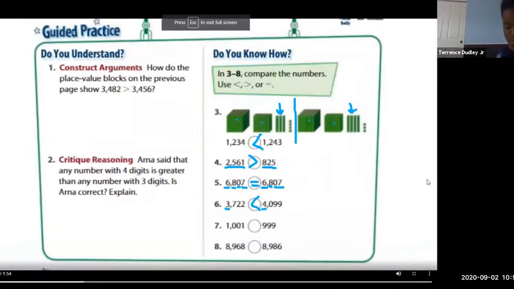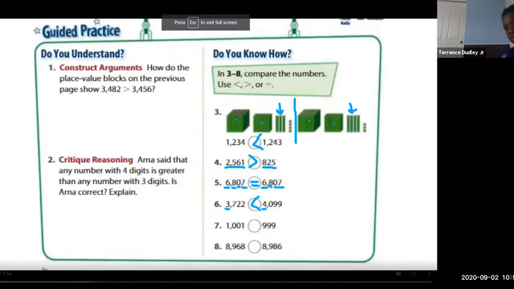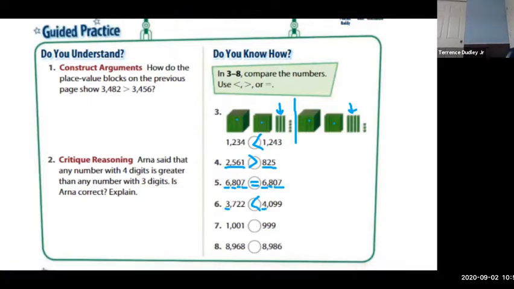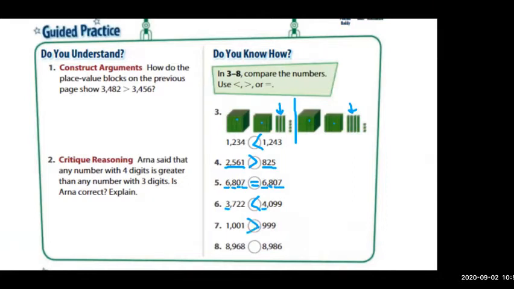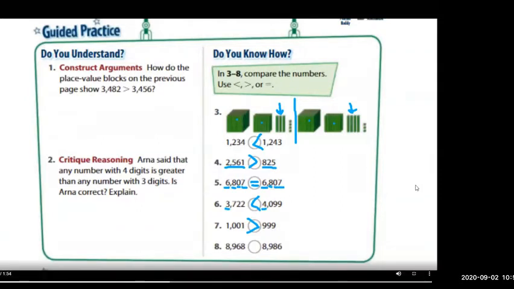Number 7, quickly we can see that the first number has 4 digits and the second number only has 3. I like those because they're quick and easy. We know automatically without even looking at the digits that 1,001 is more than 999, because 1,001 has 4 digits and 999 only has 3, which means it doesn't have any thousands.